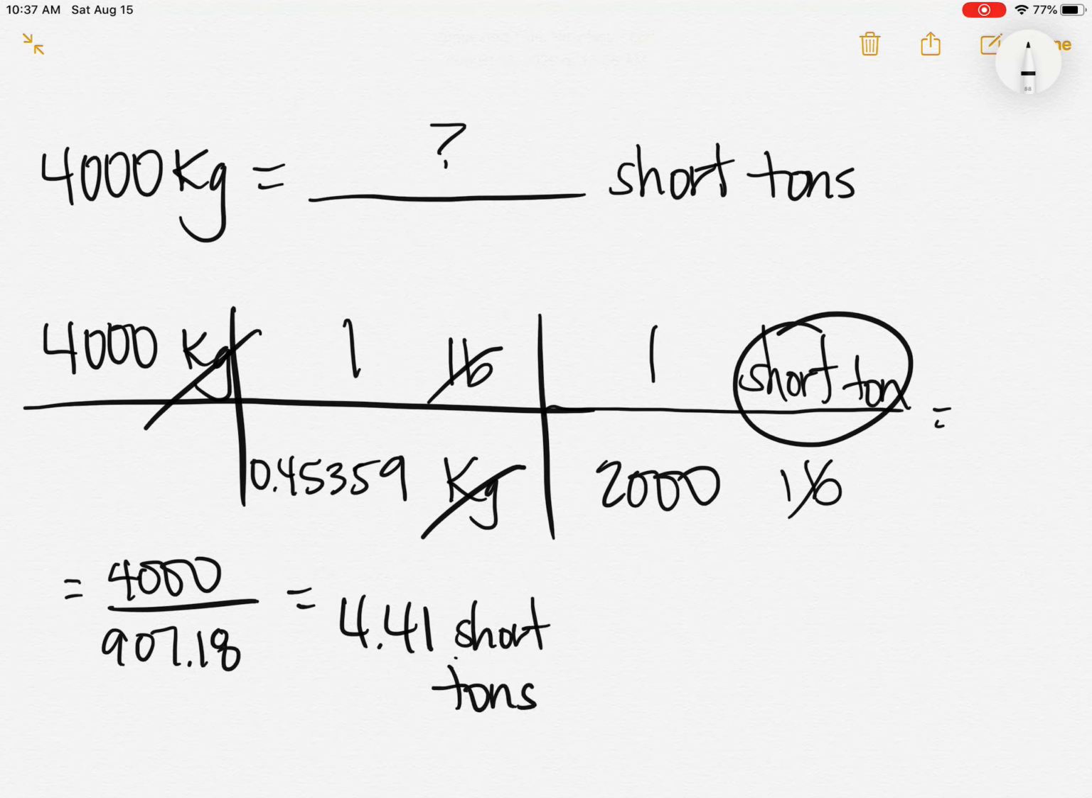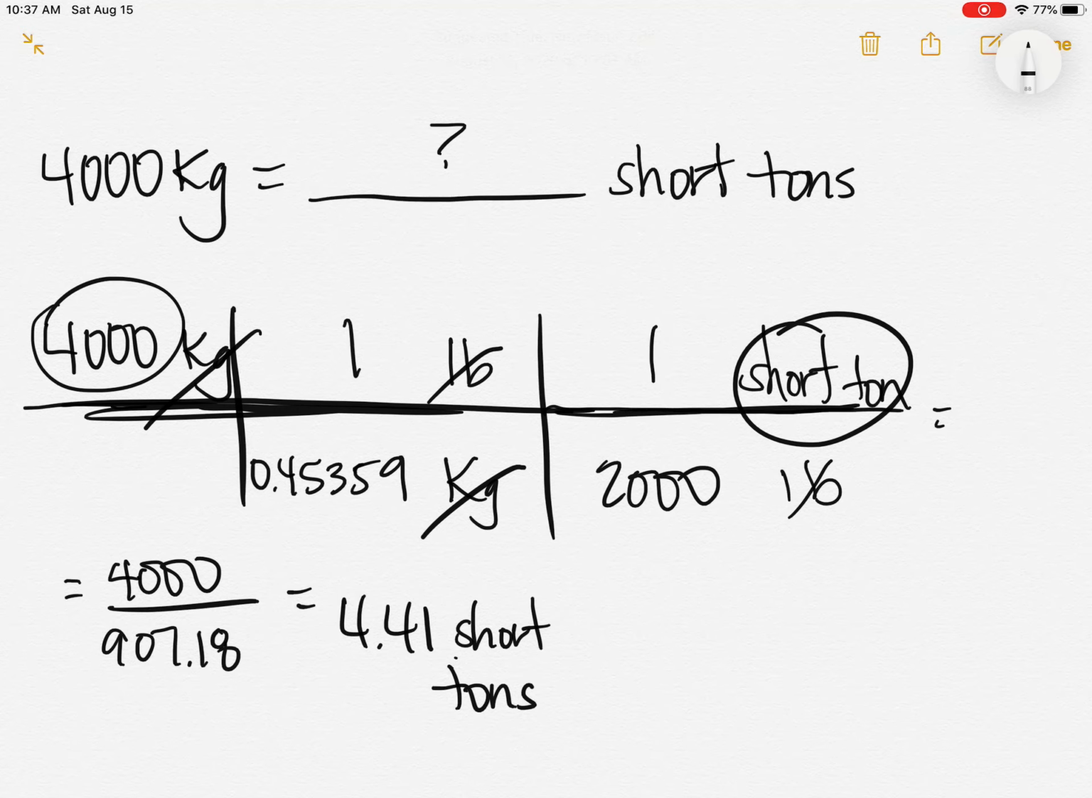Okay. So the other way to do it is, and this is how I do it on my calculator, but this is completely up to you, I just proceed from left to right. And so what I would first do is my 4,000 divided by this number, okay, because it's in the denominator. So if I do that, I get 4,000 divided by 0.45359. And if I hit enter, I get something like 8,818 is what my calculator says, okay?